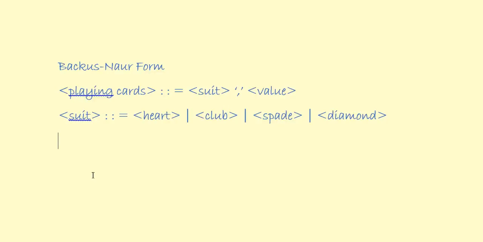So what we need to do now is define our values. So a value is defined by colon equals either an ace or, put the straight line in there, or a 2 or a 3 or a 4 and so on, all the way up, of course, to the king.